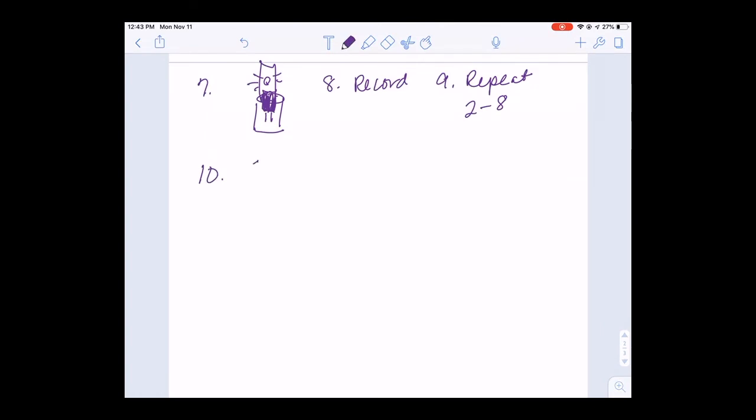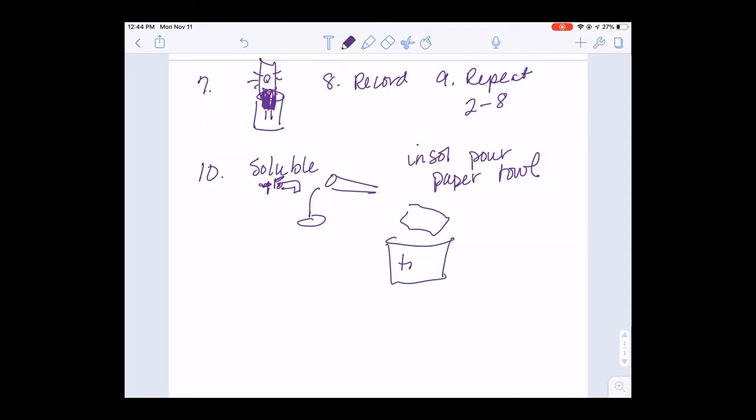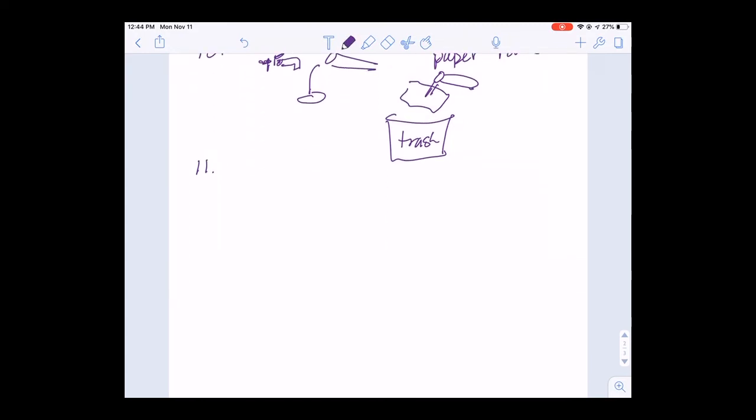Step 10, anything soluble goes down the drain. So if it dissolved, it can go down the drain in the sink. If it's insoluble, you're going to pour it out onto a paper towel and into the trash. Okay? If it won't dissolve in the test tube, it's not going to dissolve in the sink.